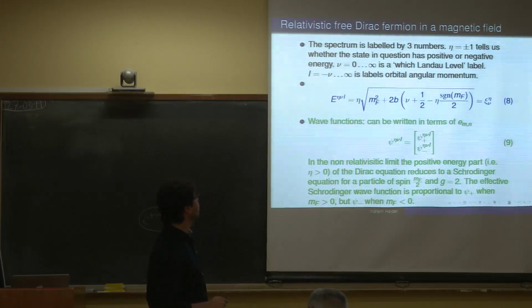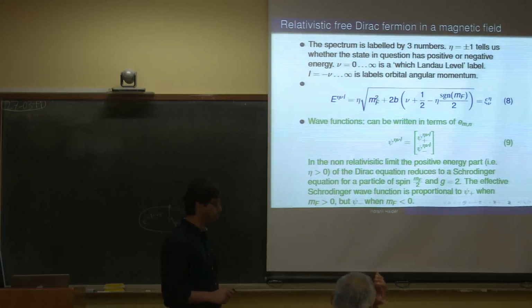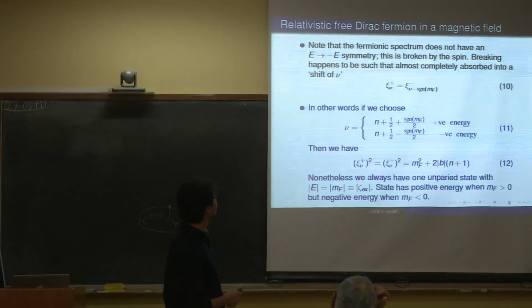So then you have these wave functions, which are column vectors, and again you can take the non-relativistic limit of this wave function of the Dirac equation, and you can get the non-relativistic spectrum that we studied earlier. Depending on your sign of eta and sign of MF, you will get suitable wave functions, which will either be psi upper component or psi lower component. So this is the story.